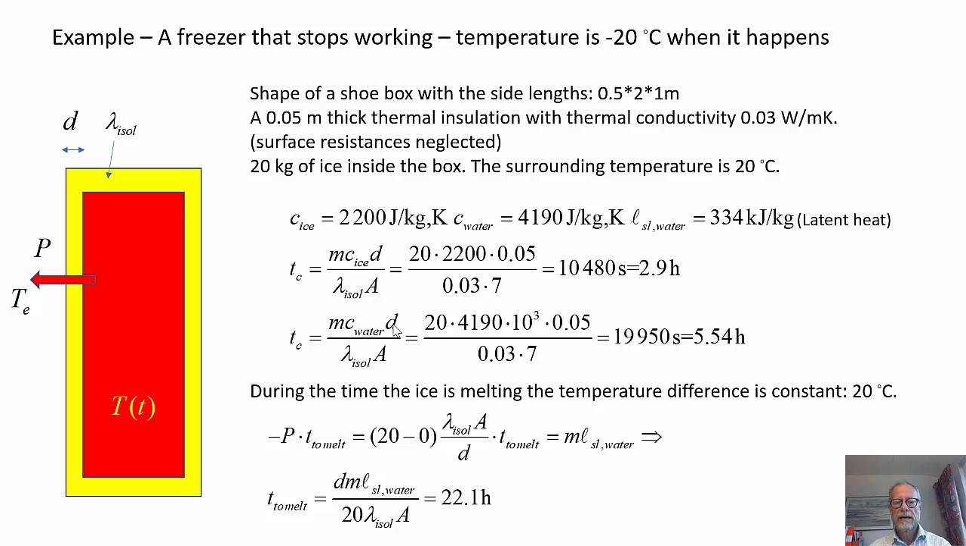During the time the ice is melting, the temperature difference is a constant 20 degrees, so we can easily write down an equation for how long it takes to melt. The effect, which is constant during this time, times the time, is equal to the change in latent heat, which is m times L in the formula, and that is actually 22.1 hours.